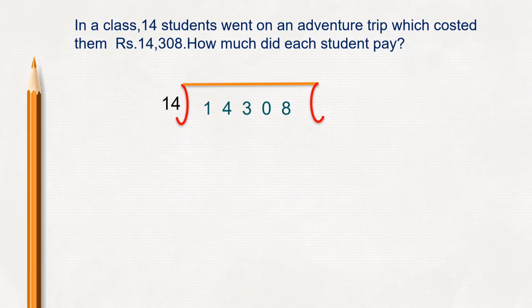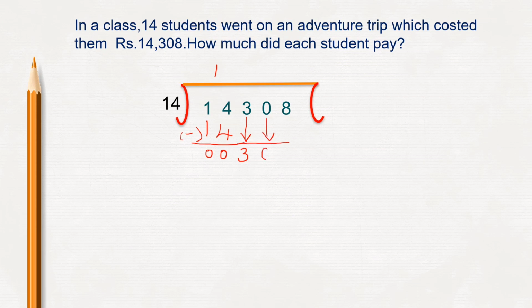14 one time is 14. 14 is divisible by 14. Next, what is 14 minus 14? Yes, 0. Next, bring down the hundreds value, that is 3. But 3 is not divisible by 14. What do we do now? Yes, we have to bring down 0, the next place value also.